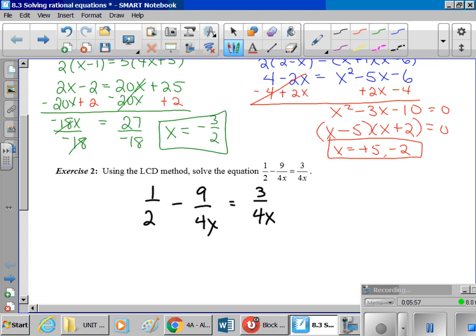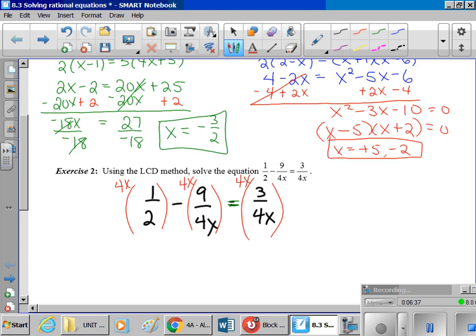All right, so now I'm looking at my 2, my 4x, and my 4x. And I'm looking for the smallest number that goes into all of them. So 4x is going to be my answer, or my LCD. What I'm going to do with that 4x is multiply each one of these. So what happens is when I do it this way, my denominators are going to cancel out. This only happens, by the way, when we have an equal sign. Other than that, you have to keep the denominator.